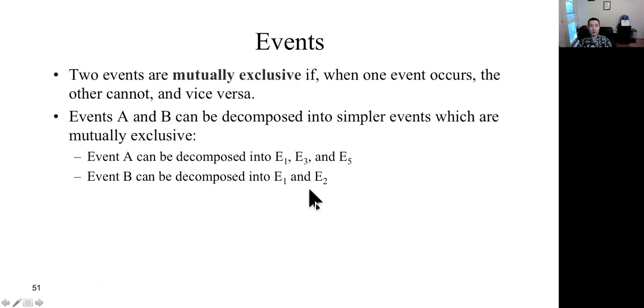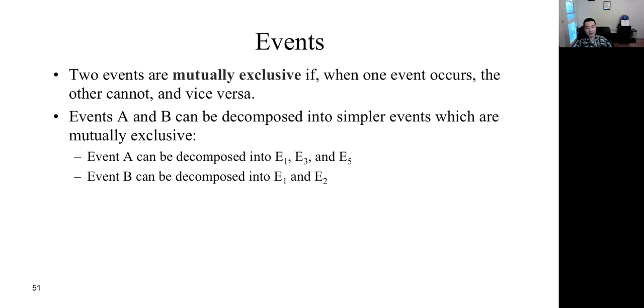Two events are mutually exclusive if, when one event occurs, the other cannot, and vice versa. For example, E1 and E2 are two mutually exclusive events. If we get a 1 on the upper face, we cannot get a 2 on the upper face, and vice versa. So these two events are mutually exclusive.